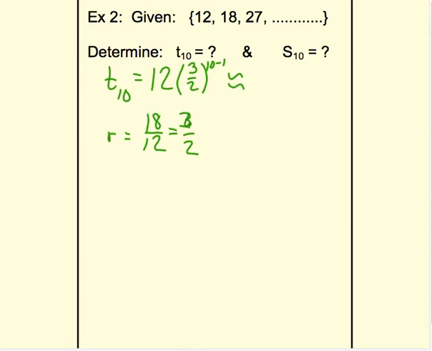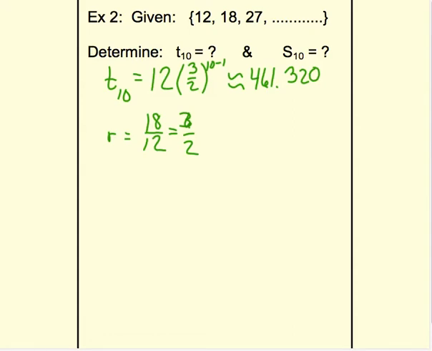This time I got a decimal, because as we can see our third term is already odd, so when we multiply it by 3 halves, we're going to get a fraction. So I rounded to 3 decimal places. I got 461.320 for my 10th term.